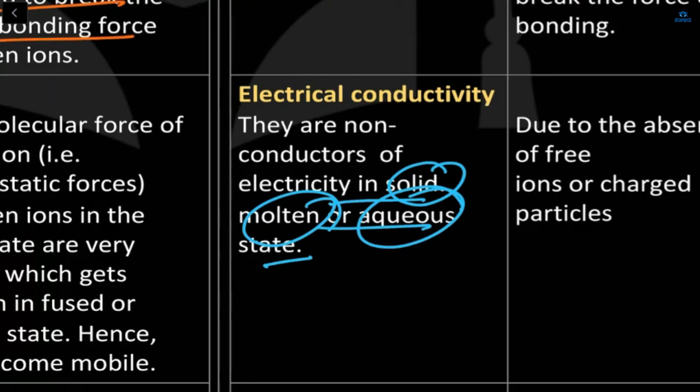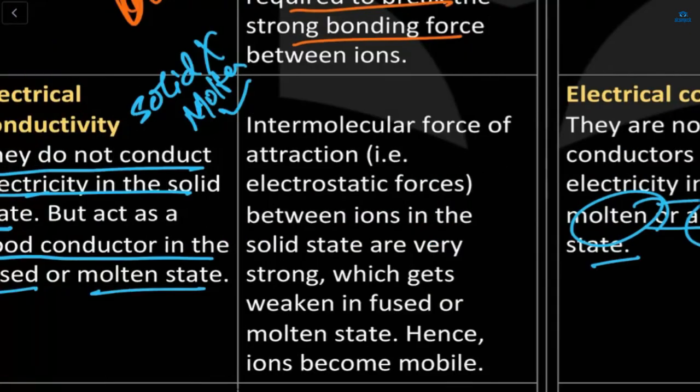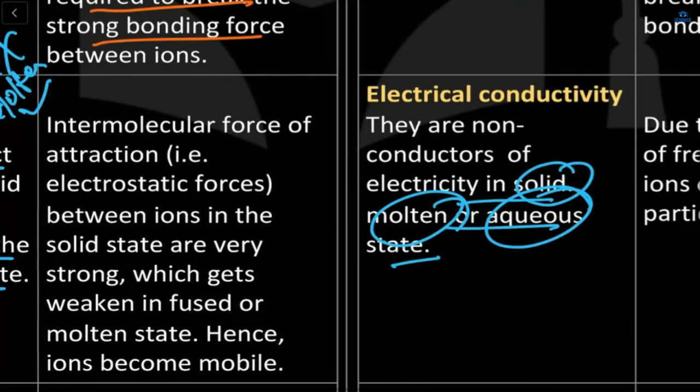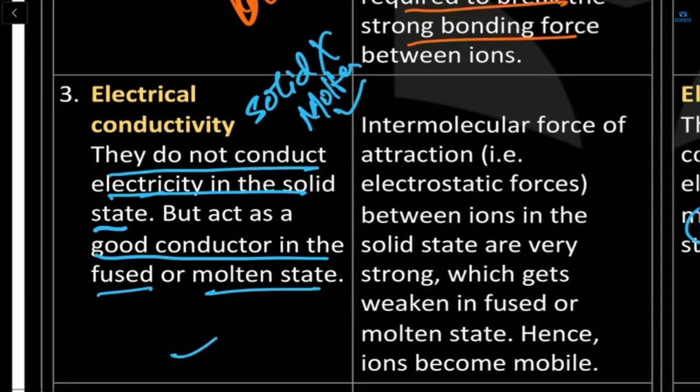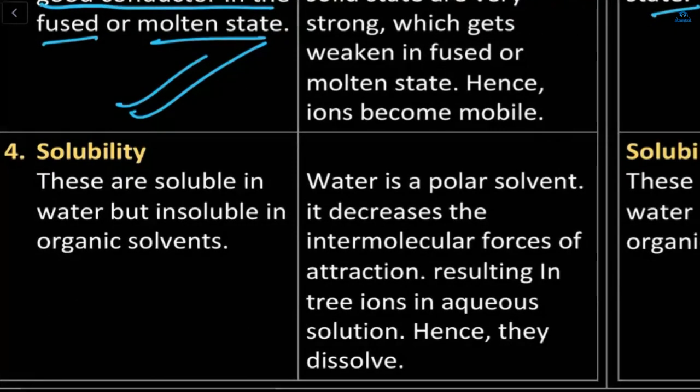So these three you have to keep in your mind: electrical conductivity is not even possible in covalent bonding, because they are non-conductors. But here the electrical conductivity is possible, but only in the molten state. Next is the solubility.